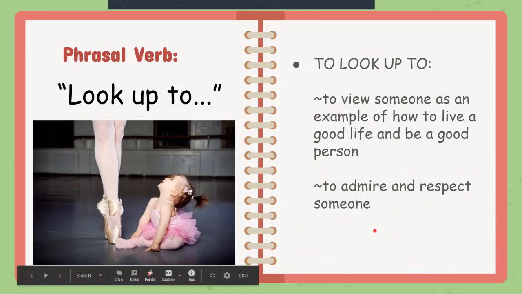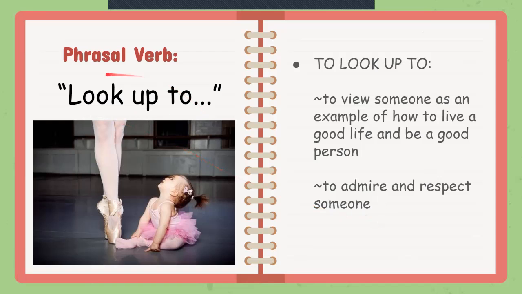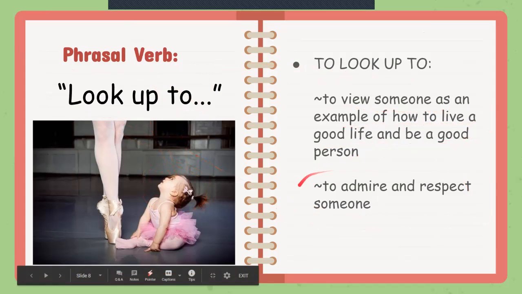Respect. And finally, let's talk about look up to. Look up to is a phrasal verb. Maybe you know this one. You can think of it literally. A person is looking up to someone. To look up to is to view someone as an example of how to live a good life and be a good person. A short definition is to admire and respect someone, as we said before.